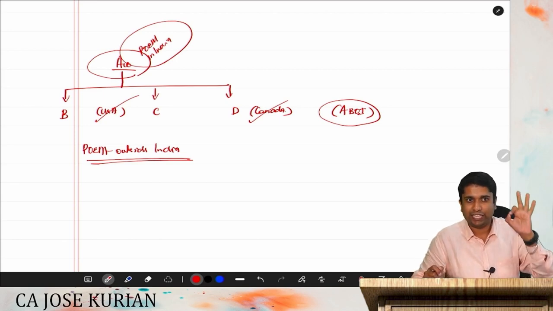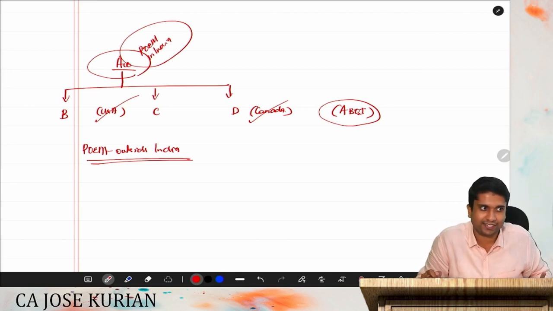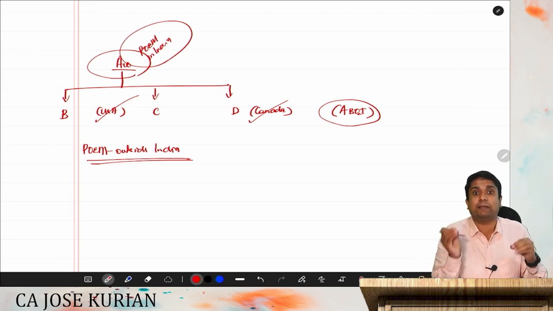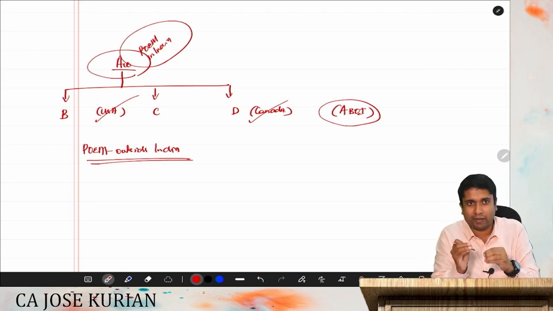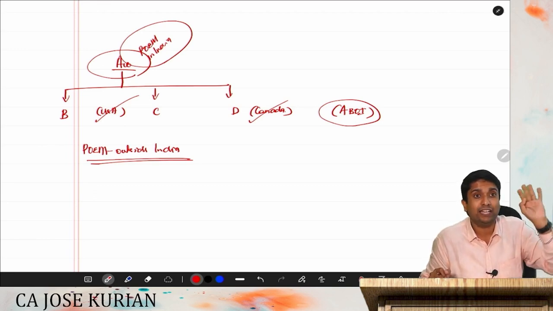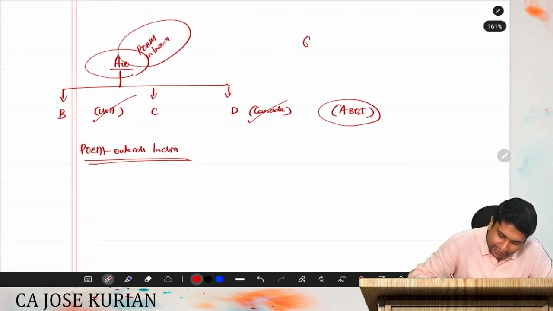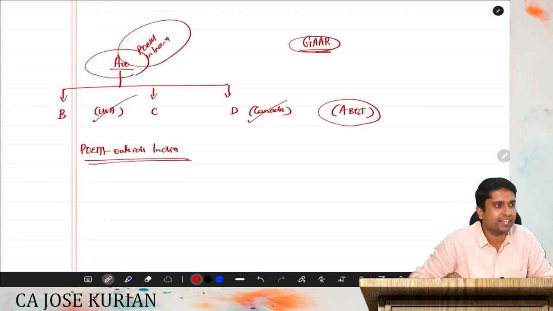But again, if you try to take advantage of these provisions, if you artificially make some arrangement, thereby abusing these provisions, then the department will bring in GAAR. It is said to be General Anti-Avoidance Rule. What is General Anti-Avoidance Rule?